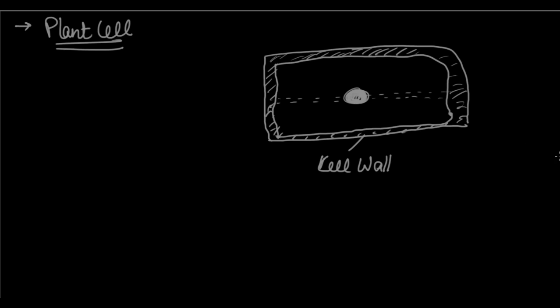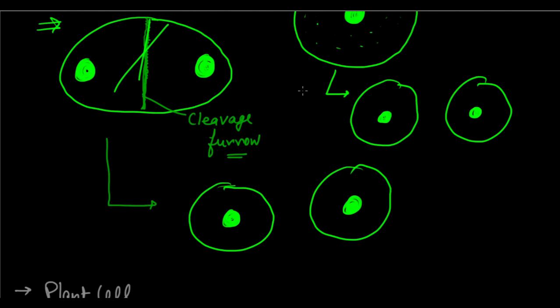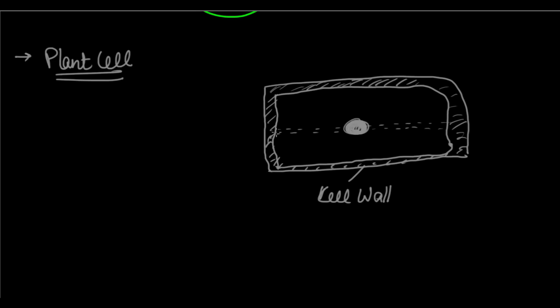So if you look at the animal cell, you know that we have a cleavage furrow which is forming. But if you look at the plant cell, here we have another cell wall which is forming. So a cell wall is formed across the cell, right? And obviously there'll be two nuclei, so there'll be one on each side. But how do we form the cell wall? How will we create the cell wall? That's the question. So let's have a look.